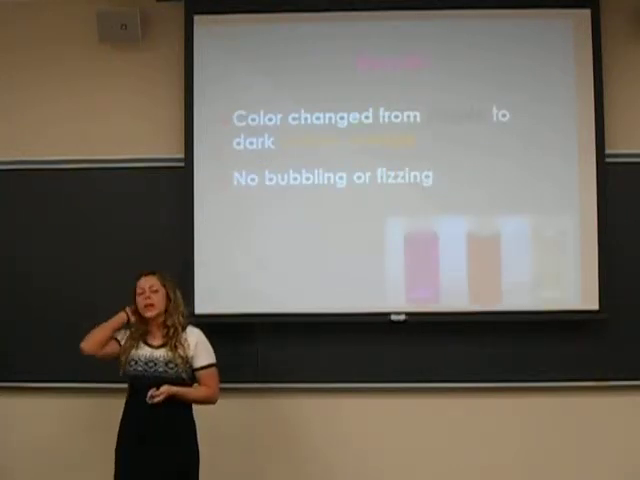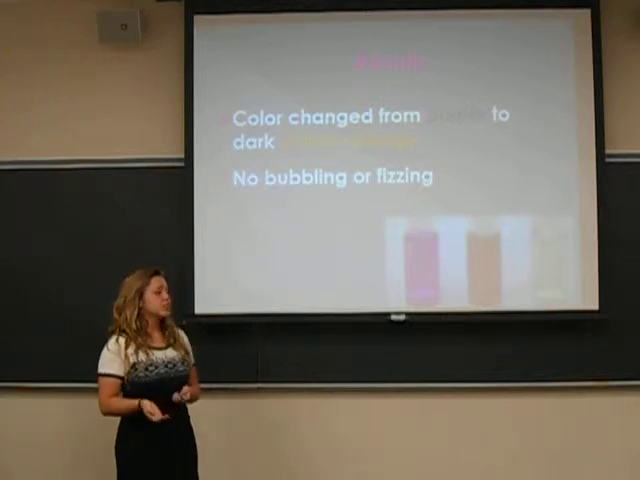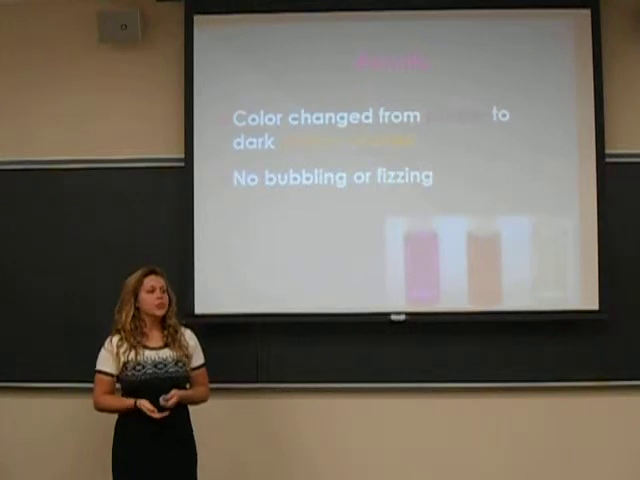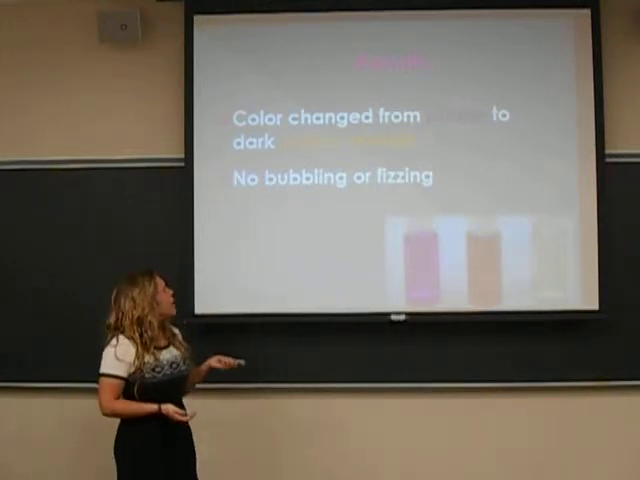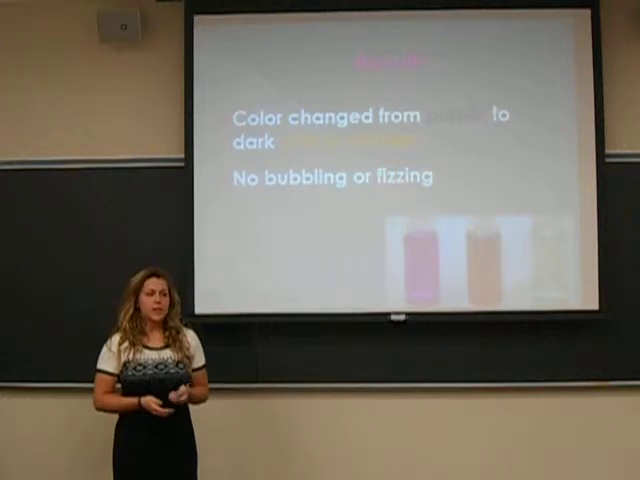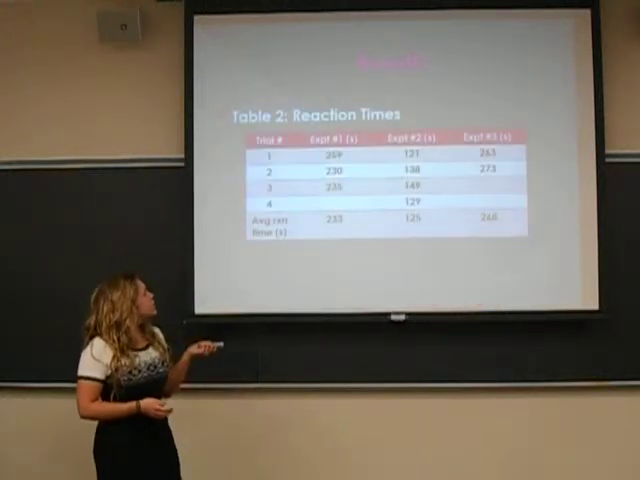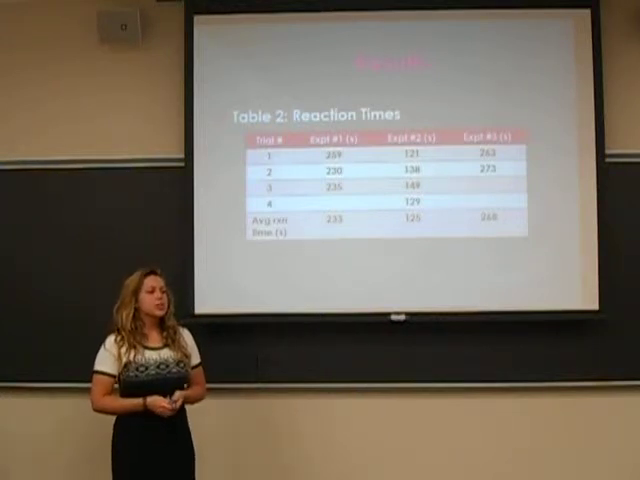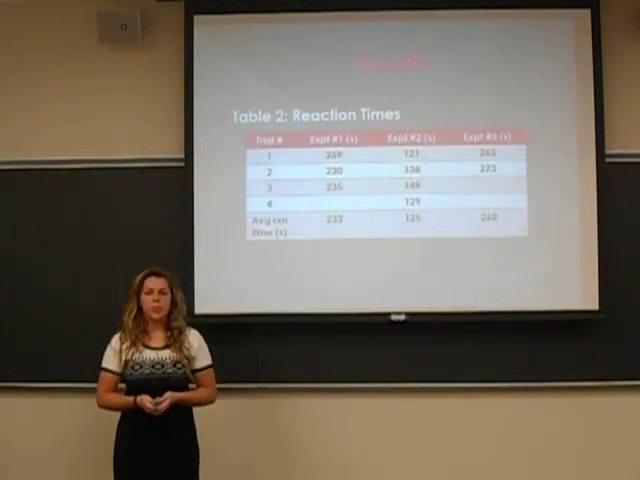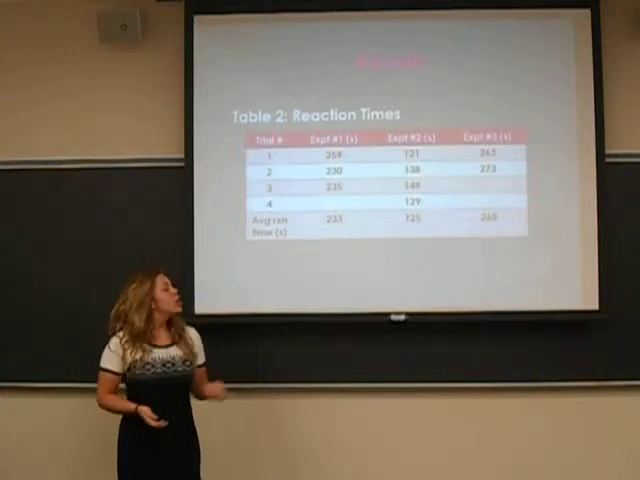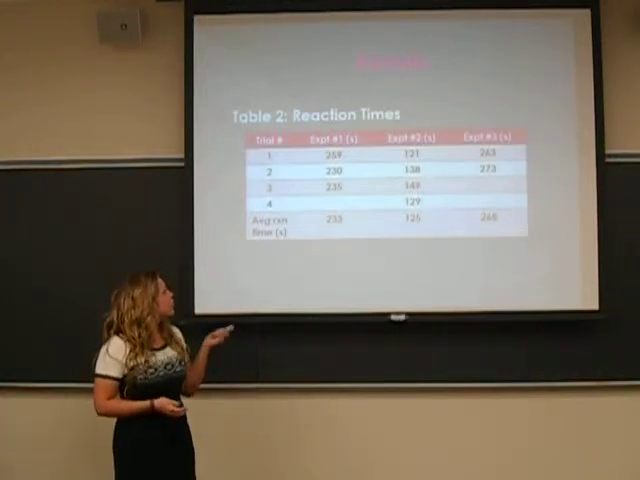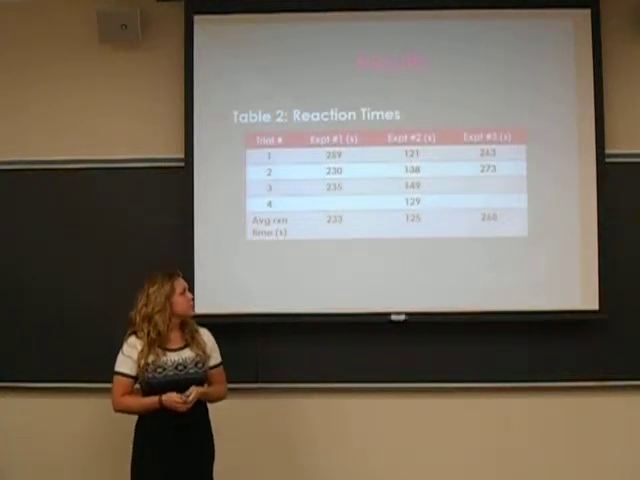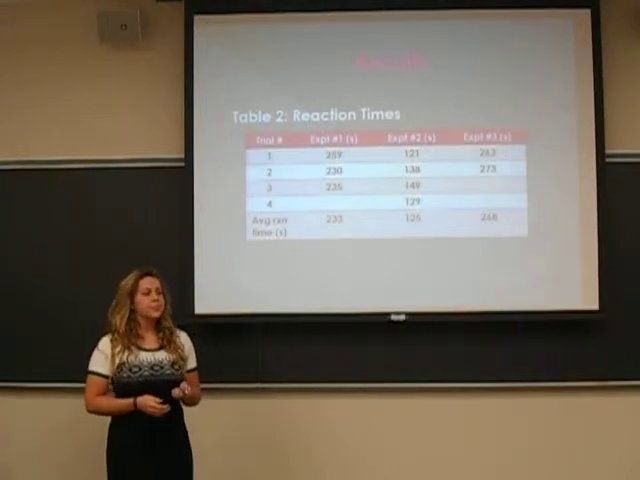For our results, we observed that the solution changed from a purple color to a dark yellow-orange. The purple color was from the permanganate originally, and there was no bubbling or fizzing observed in our experiment. This is a table that displays the reaction times that we found, and we wanted to make sure that we had 2 reaction times for each experiment that differed by less than 10 seconds. You can see here that our average reaction times for experiment 1 was 233, experiment 2, 125, and experiment 3, 268, all in seconds.